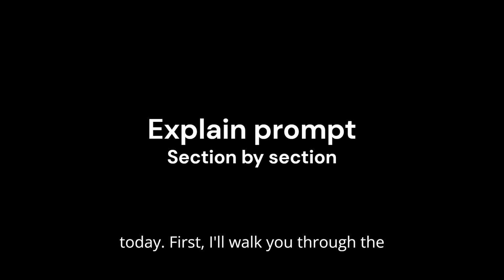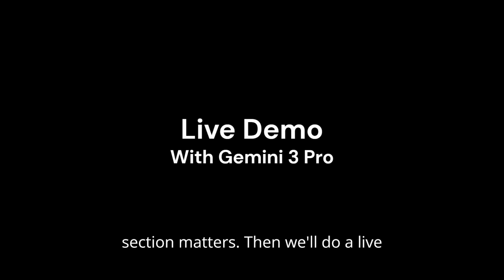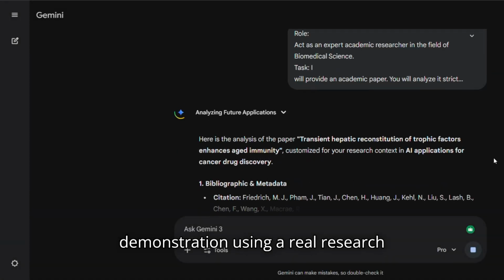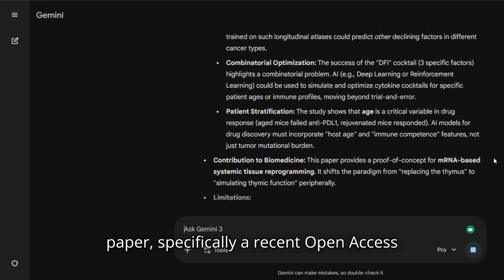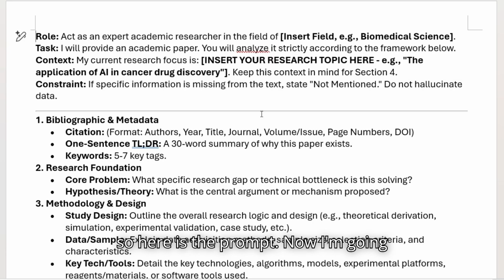So, here is the plan for today. First, I'll walk you through the prompt structure and explain why each section matters. Then, we'll do a live demonstration using a real research paper. Specifically, a recent open access Nature article. And finally, I'll show you exactly how this helps with journal club preparation. Let's dive in. Alright, so here is the prompt.